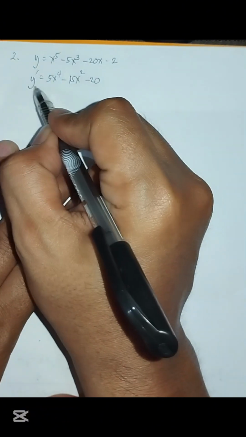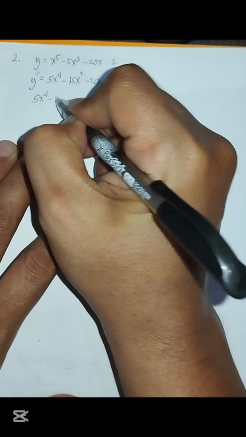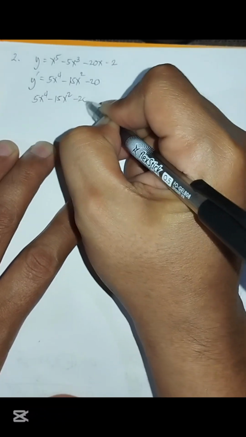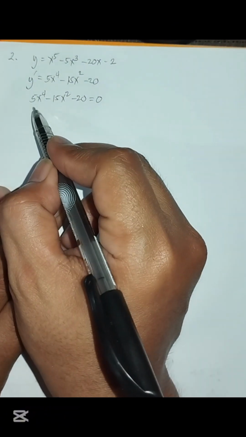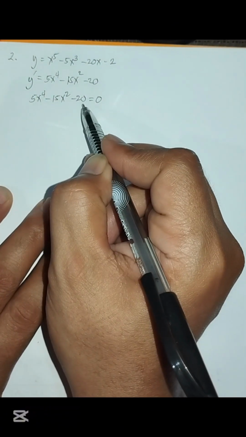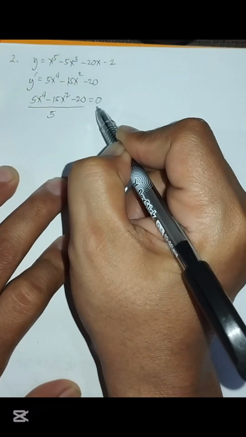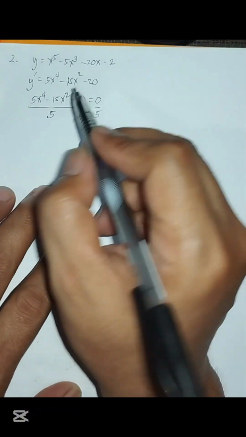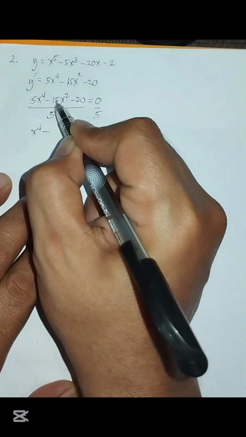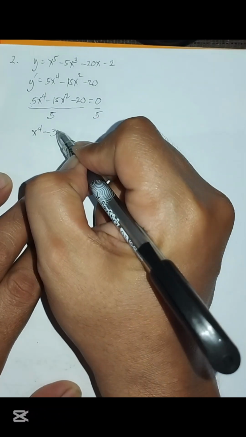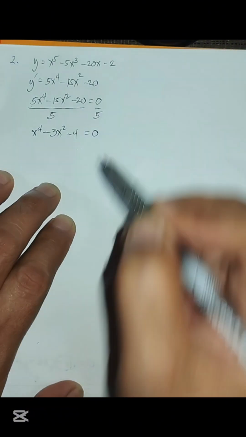So next, set the derivative to 0. So we have 5x to the fourth minus 15x squared minus 20 equals 0, and then solve for x. So look at the numerical coefficients. They are all divisible by 5. So let's divide both sides of the equation by 5. So therefore, we have 5 divided by 5, that is 1. So we have x to the fourth, minus 15 divided by 5, we have 3. Just copy x squared. Negative 20 divided by 5, we have negative 4 equals 0.